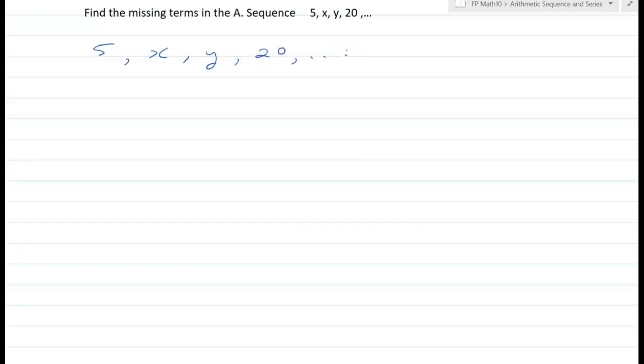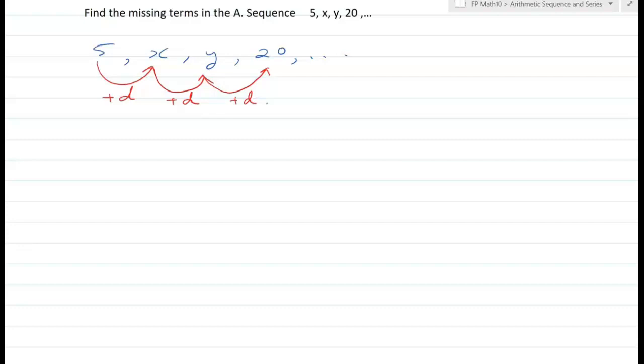All right, so the first thing, because it's an arithmetic sequence, we know that to go from the first term to the second term, we have to add a common difference, right? That's what the definition of arithmetic sequence is. And then if you go to the next one, we must add the same common difference, and so forth and so on until we get to any term that we want.